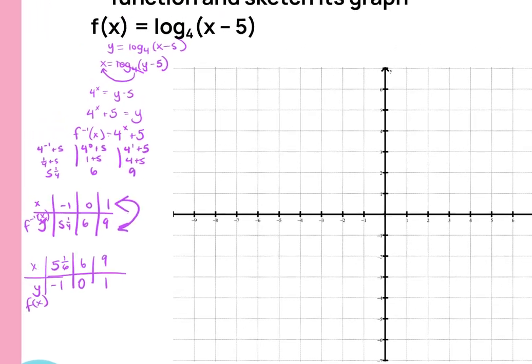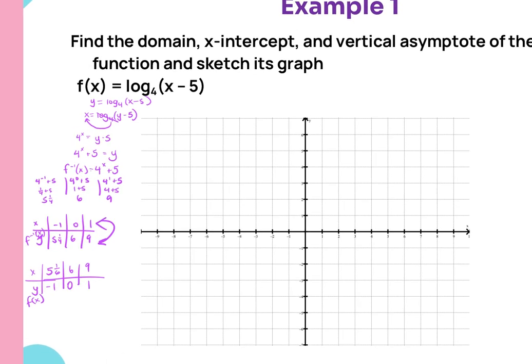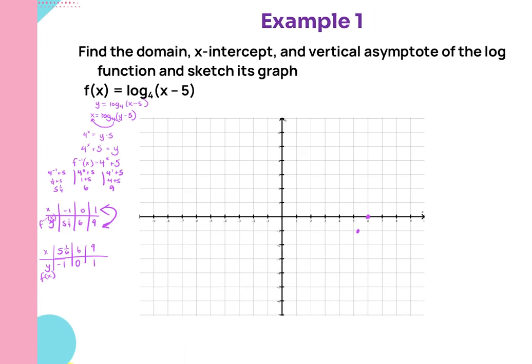So you have to switch it. If you do it this method, you have to switch them at the end. So I get 5 1/4, negative 1. I get 6, 0, and I get 9, 1.